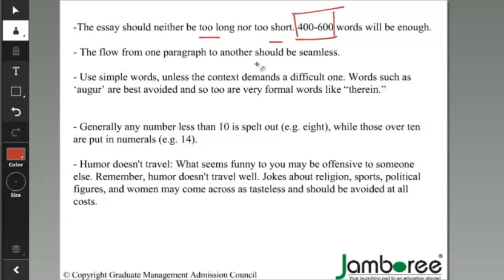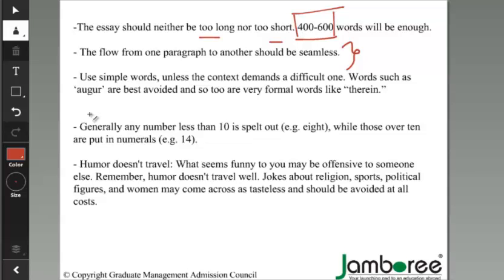The flow from one paragraph to another should be seamless. Now this is very important. It should not, when you read it, the flow should be there. That's it. Use simple words. Yeah, that's my thing.